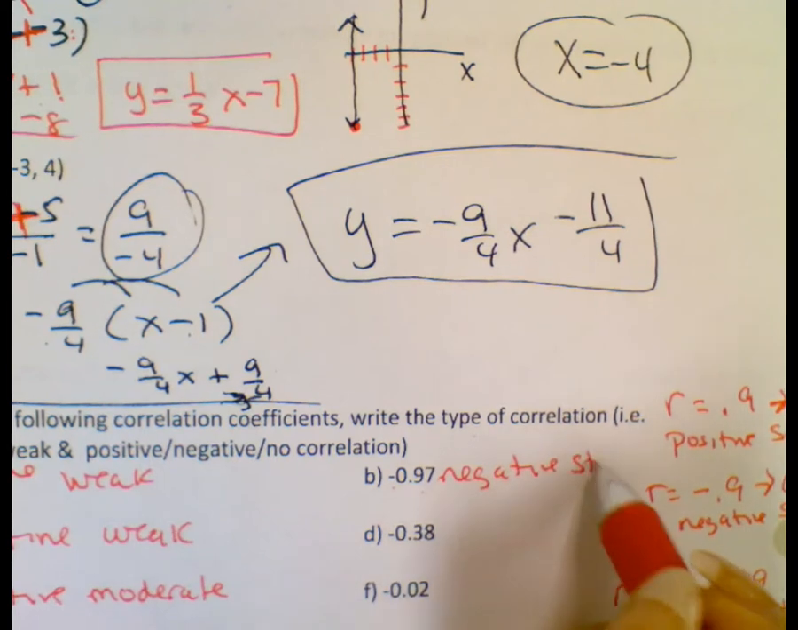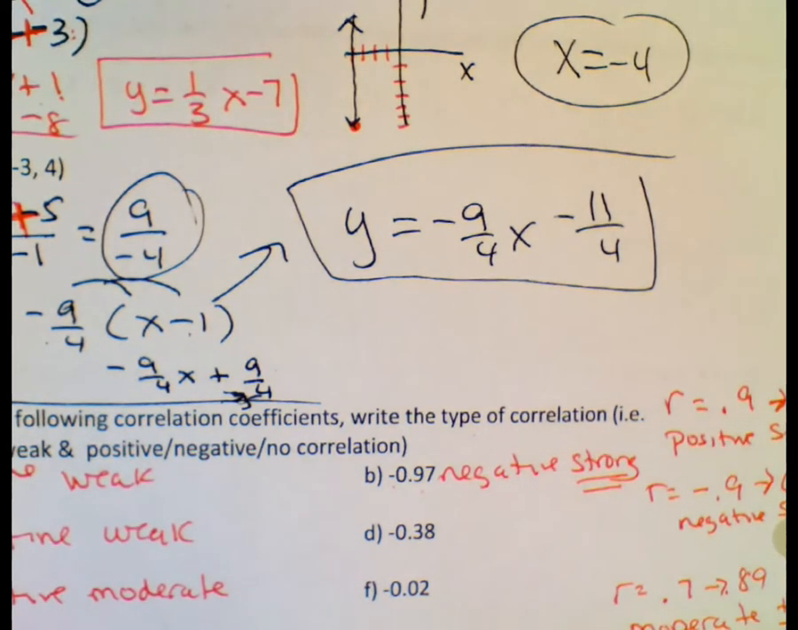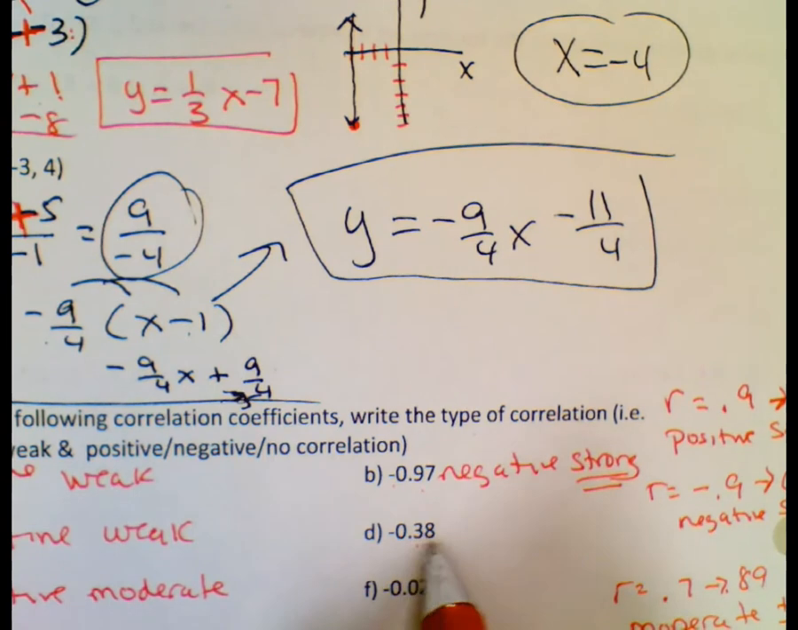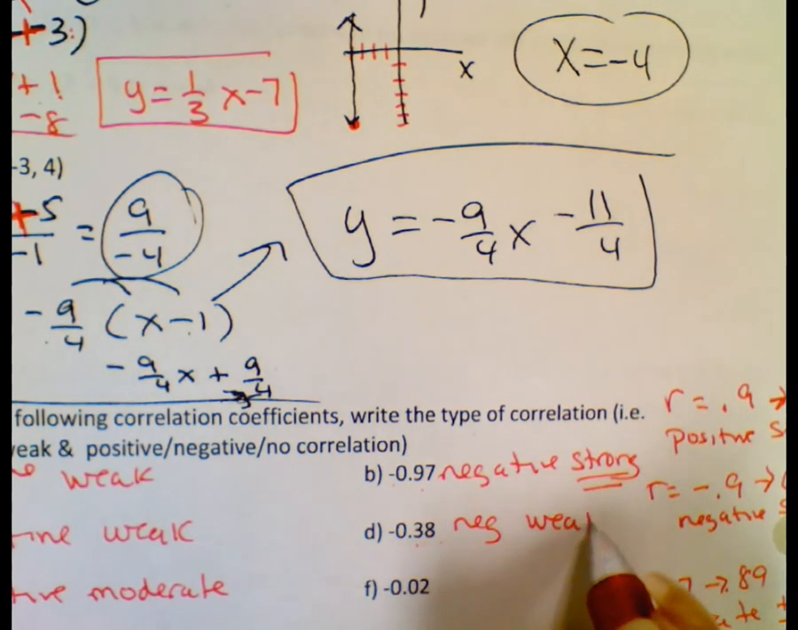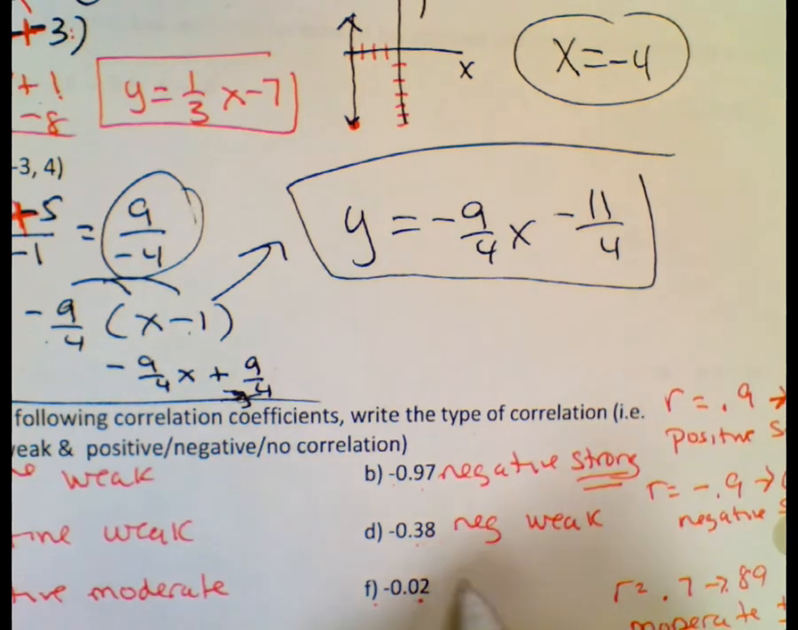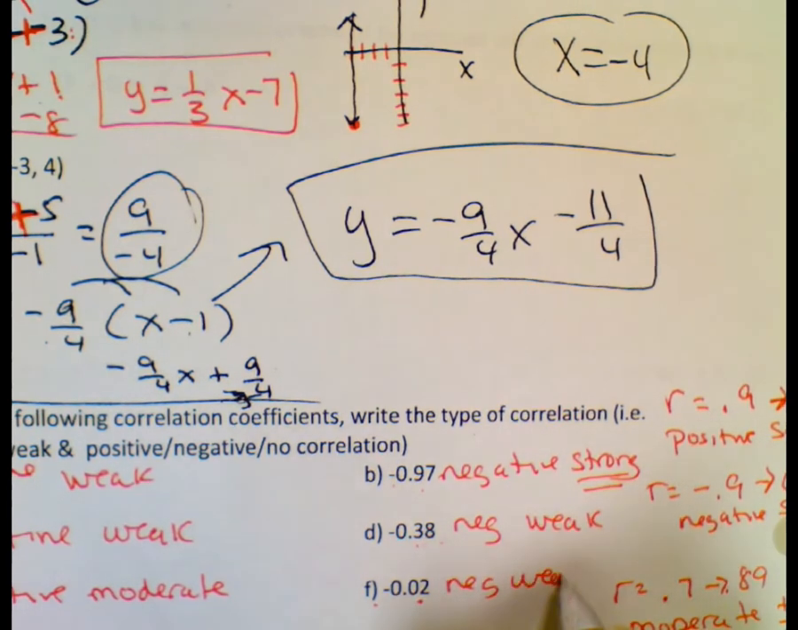And then you're going to say strong because it's close to 1. This is like negative 0.38. It's negative and it's weak. This is negative 0.02. That's negative and weak.